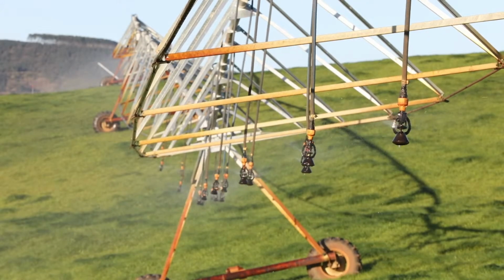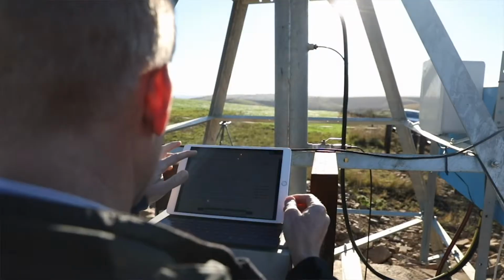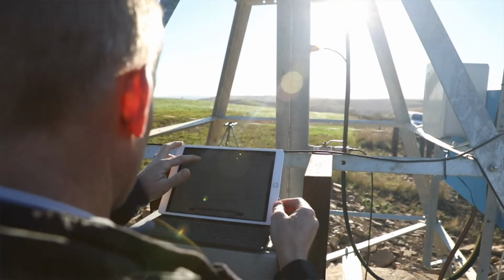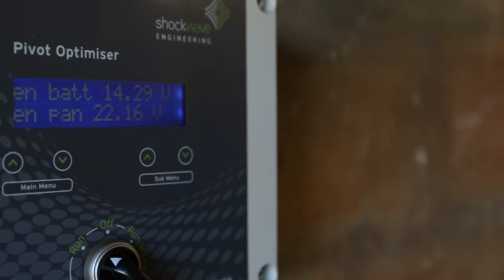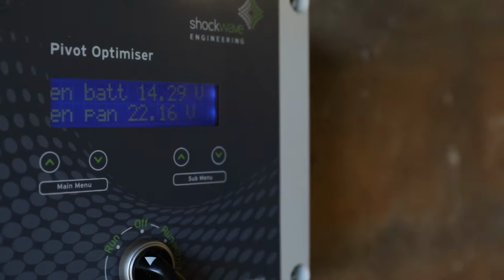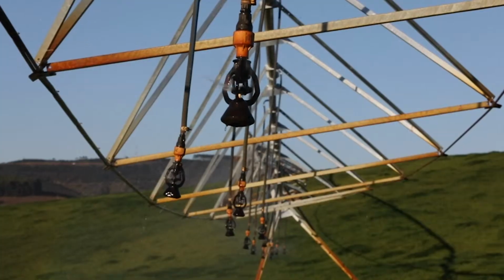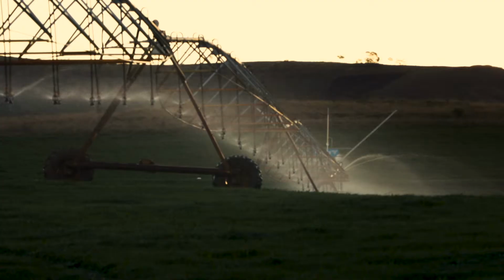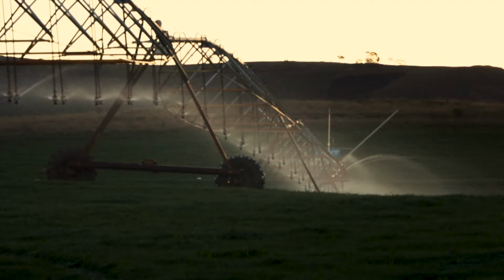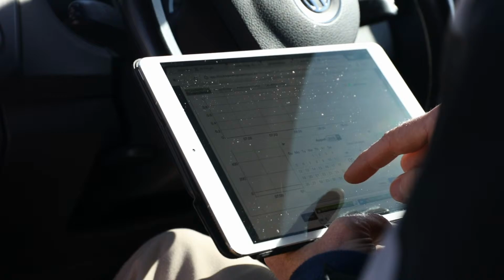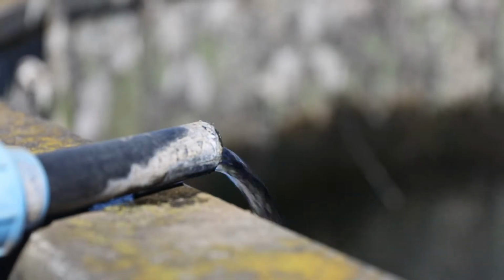This video covers the Pivot Optimiser use case of the Shockwave Engineering IoT ecosystem. The primary purpose of the Pivot Optimiser is to control the pressure on center pivots to reduce energy. It also allows the operation of the pumps to be automated, saving management intervention.